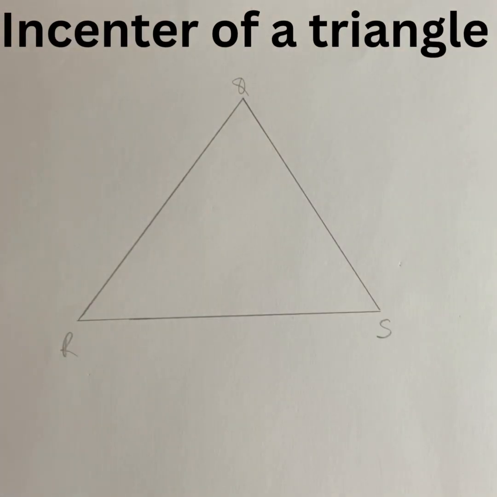In this tutorial, I am going to demonstrate to you how to construct an incenter of a triangle. I am going to focus on three main types of triangles, which are the right triangle, the obtuse triangle, and an acute triangle. So in order to construct the incenter, we have to do angle bisectors. And I am going to demonstrate right now.